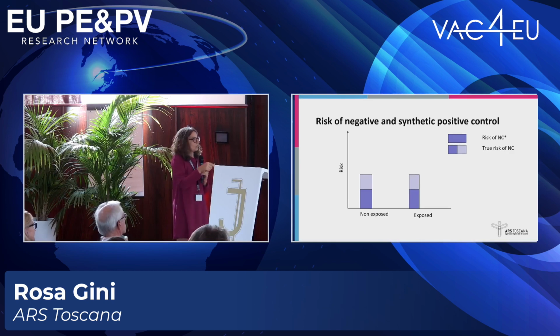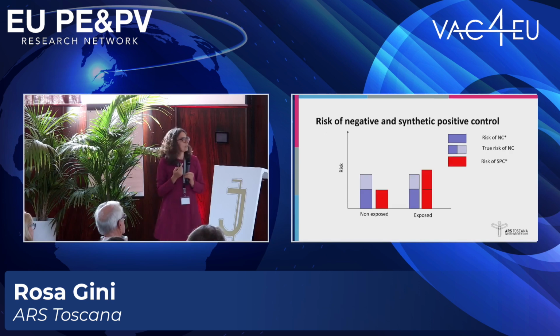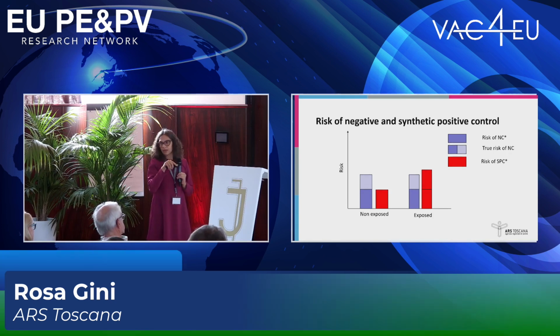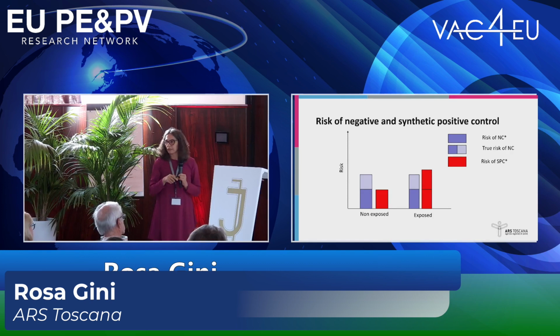And normally our outcomes are less sensitive, so they have more false negatives than false positives. So this is the regular situation. And how do they create the synthetic positive control? They do this. They take the non-exposed, the same people as earlier, and in the exposed they take the same people as earlier, and then they double them.